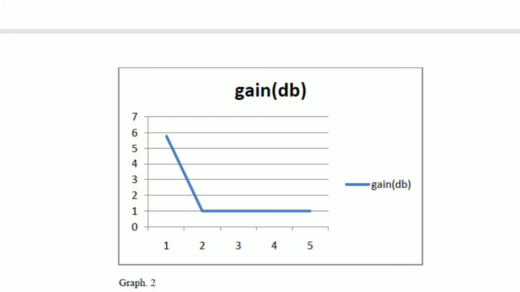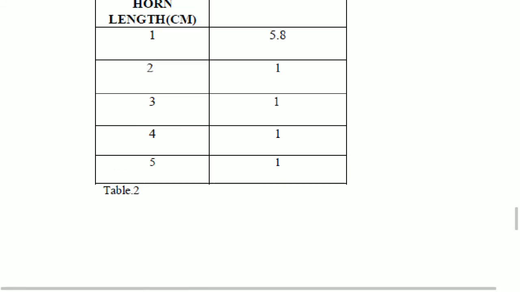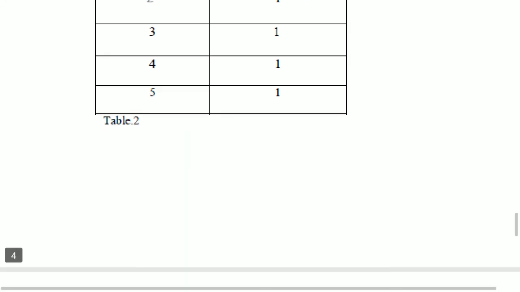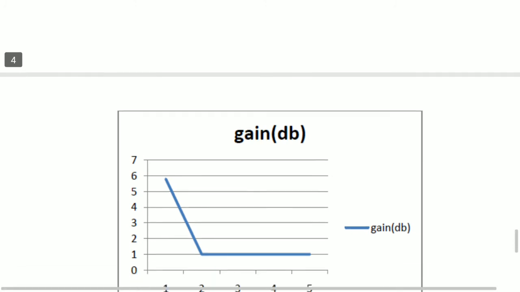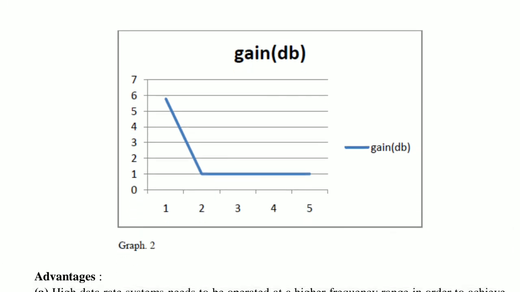This graph shows the gain versus the length of the aperture. We can see that as the length increases, the gain of the horn decreases. From this table we can plot this chart of the gain against the length of aperture.